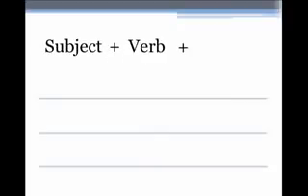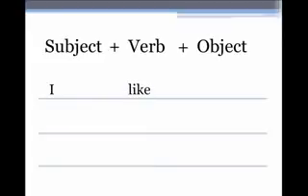The next pattern is subject plus verb plus object. This is what we just studied. I like eggs. In this sentence, we have a subject, I, a verb, like, and an object, eggs.